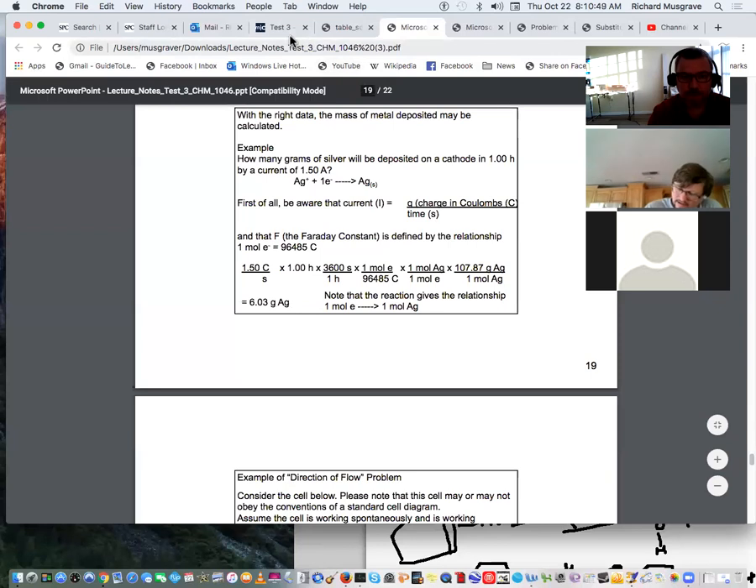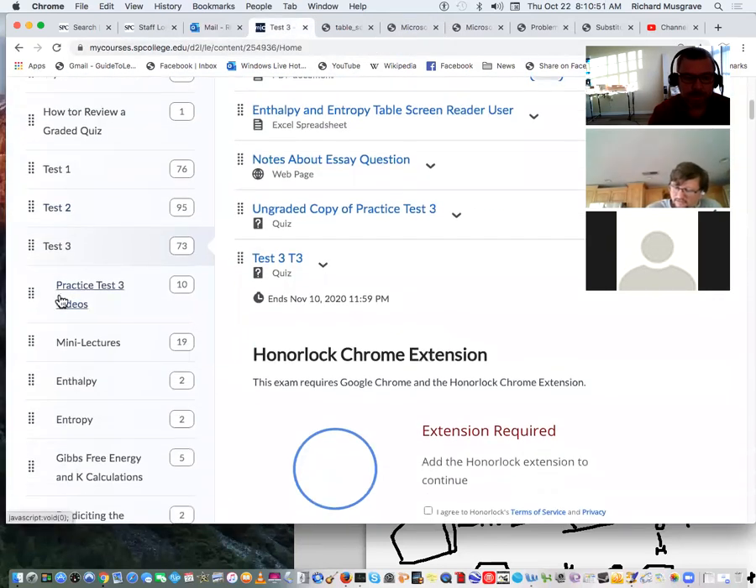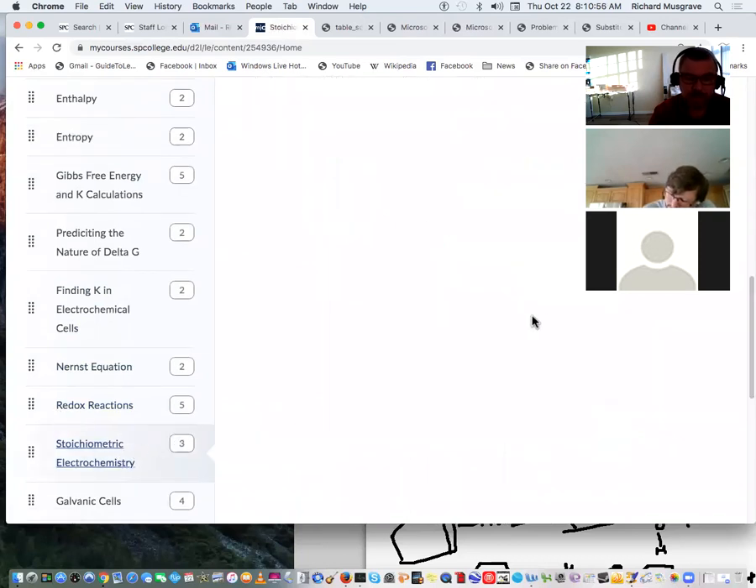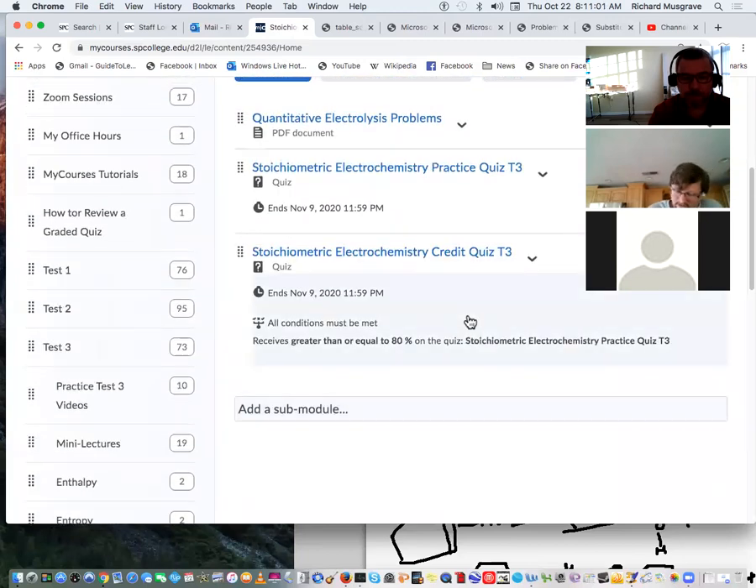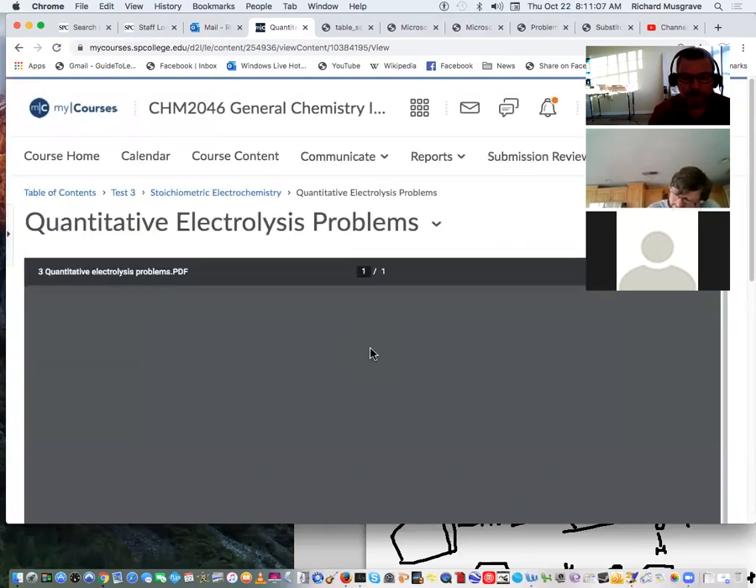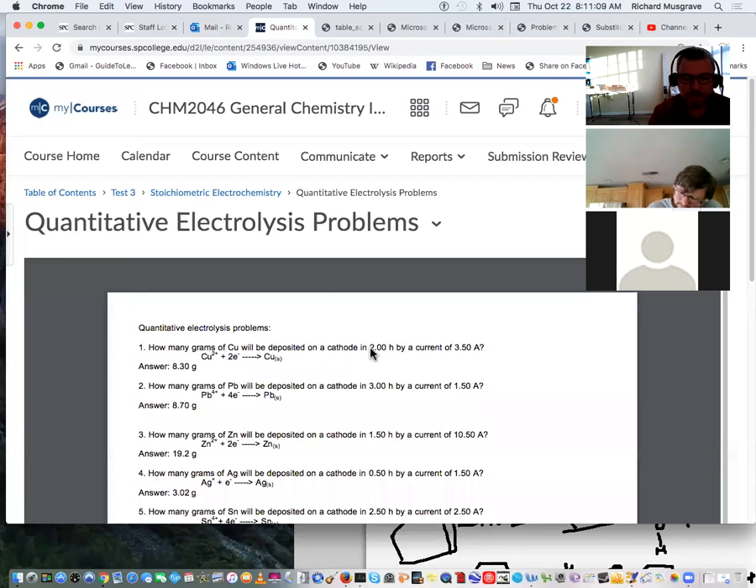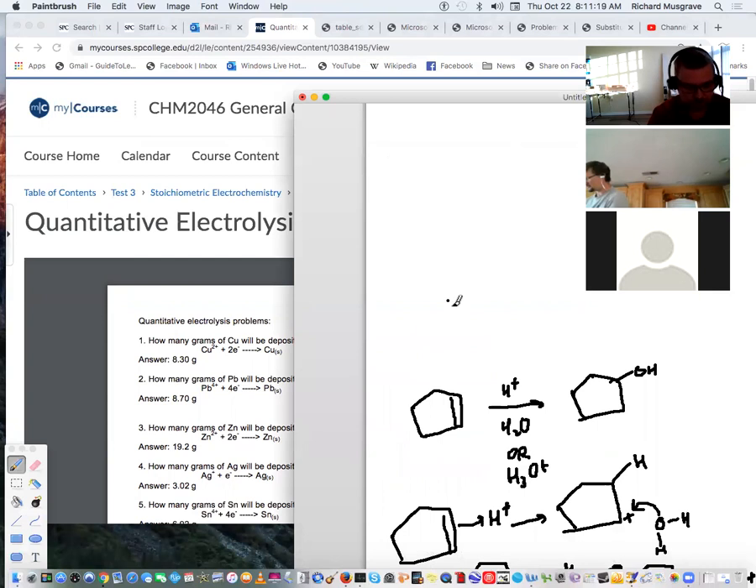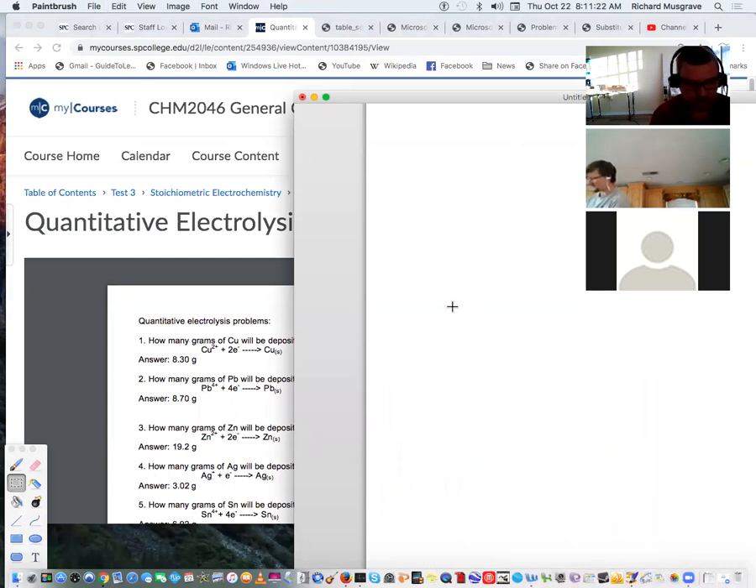Let me show you some resources I have here for this. It's in the Electrochemical Stoichiometry, or Stoichiometric Electrochemistry, folder. I've got a worksheet for this along with answers. I'll just do an example from here to show you the setup again. Not incredibly difficult. Let me see where my pen is. Okay.